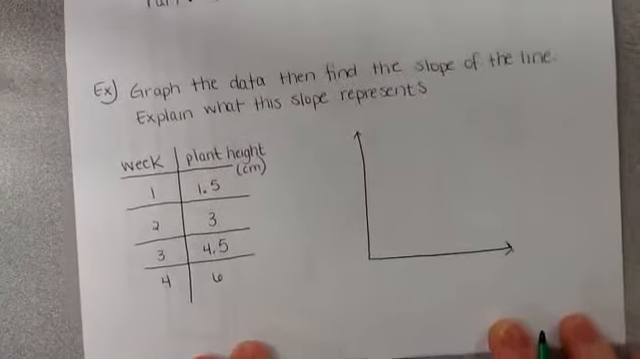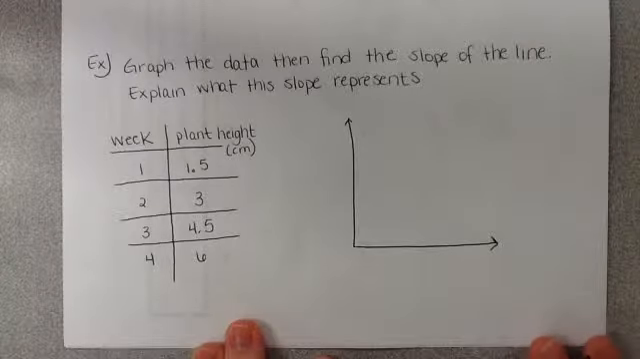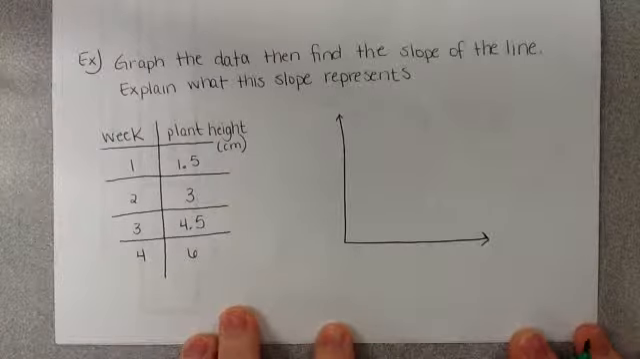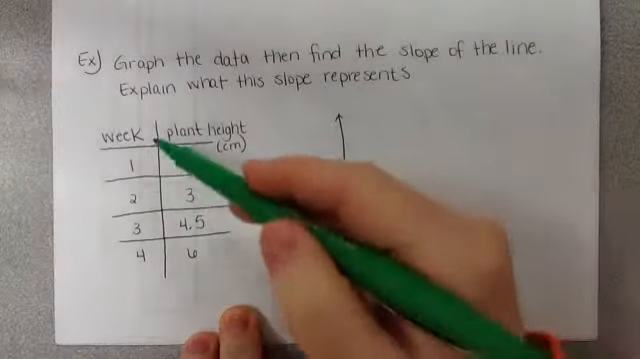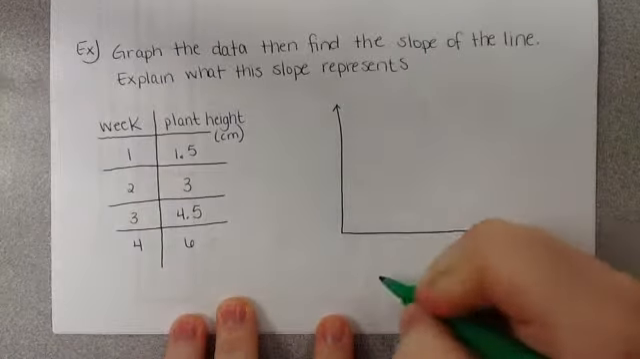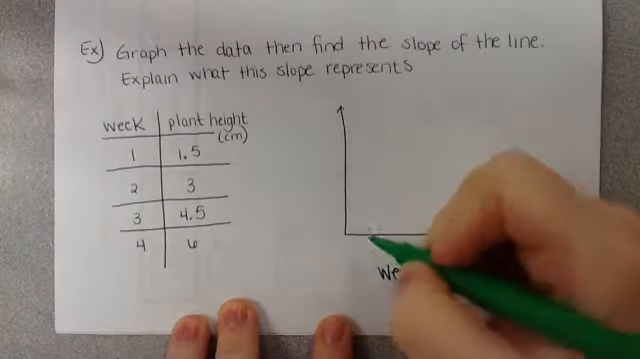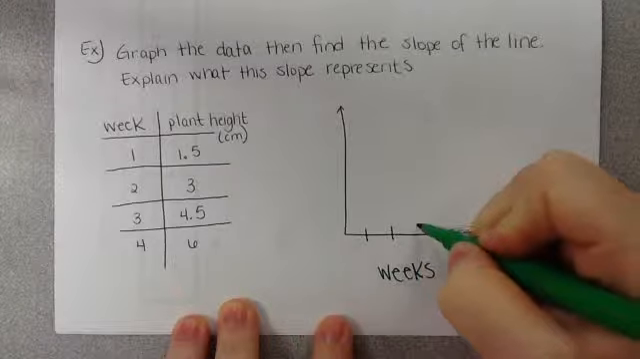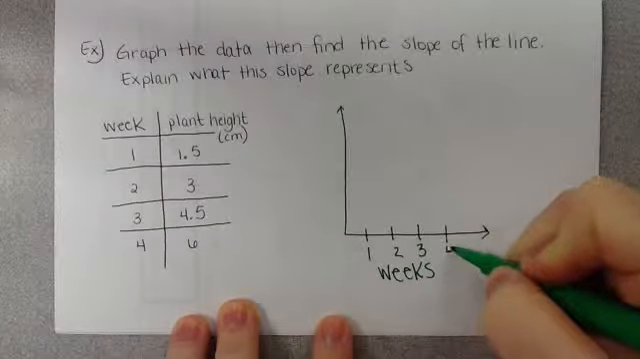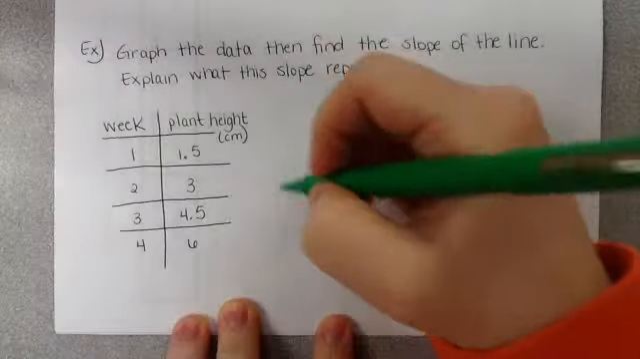Let's try an example. Here we are given a table. We need to graph the data and then find the slope of the line. We're also going to explain what the slope represents. So, when I am graphing this, I have weeks and the height. What should go down here? The weeks. Those are pretty constant. The plant height is what changes depending on the week. So, I'm going to put my weeks down here. 1, 2, 3, 4. Which means over here I will have the height.